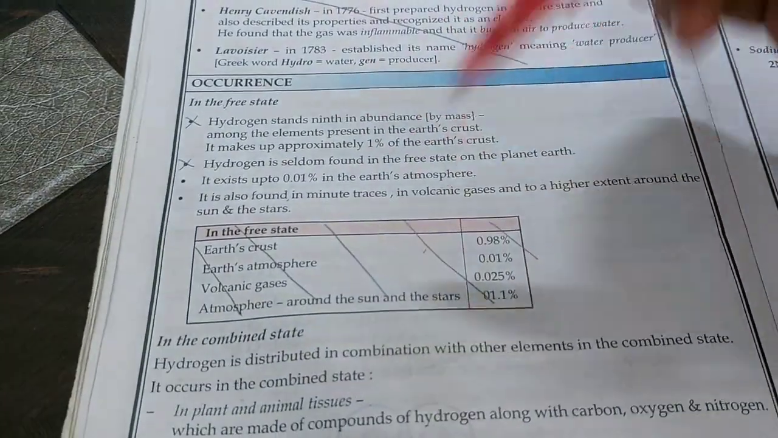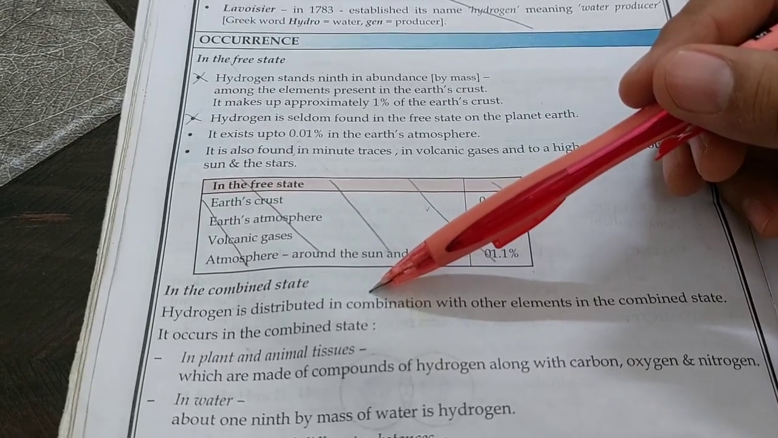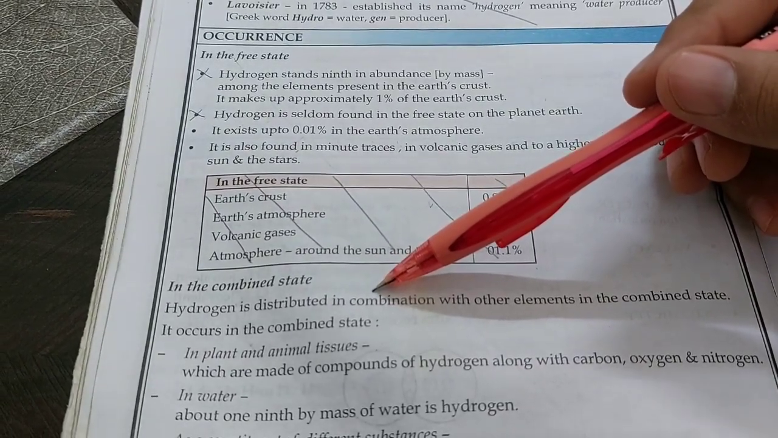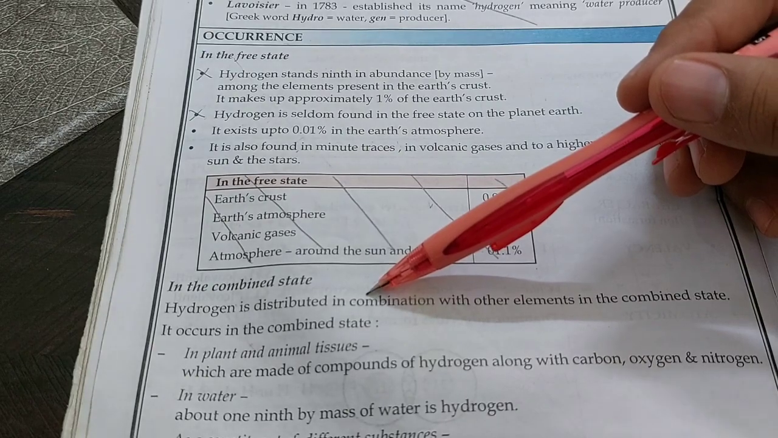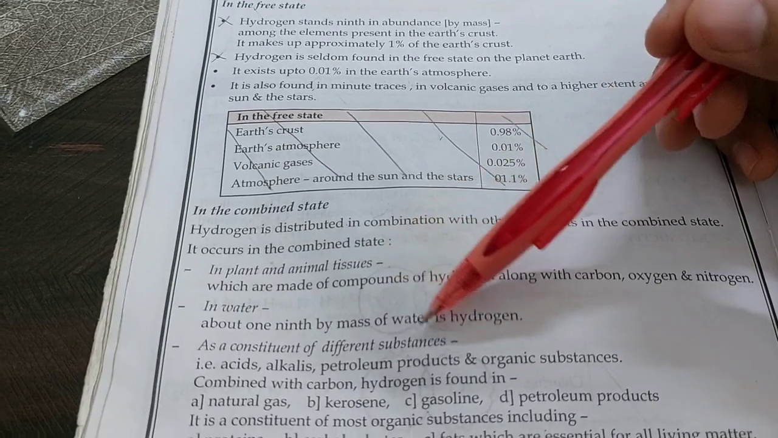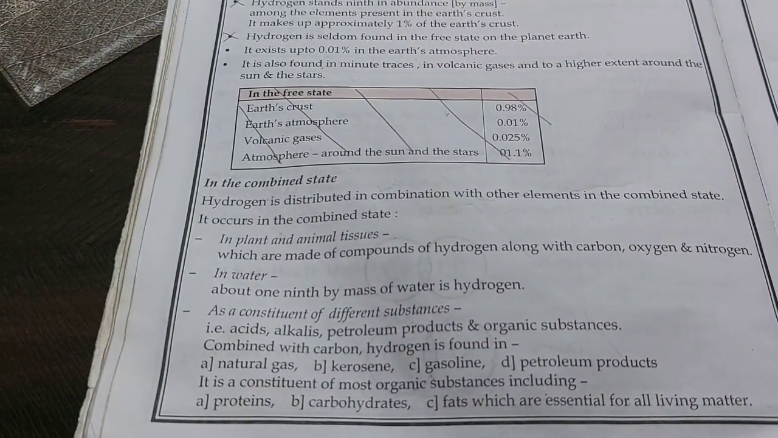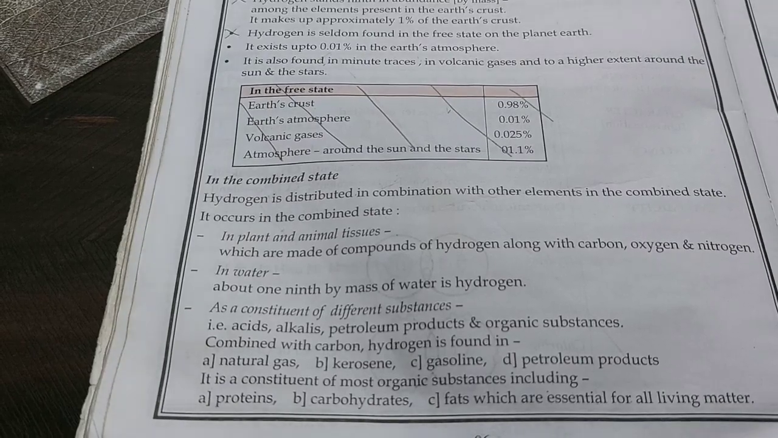This topic is canceled. In the combined state, hydrogen is found abundantly on Earth. It is a part of water, carbohydrates, proteins, fats, you name it. Every organic compound has hydrogen. Plants, animals, tissues, cells, fossil fuels, everything has hydrogen. But in the combined state, and in a compound state, its properties are different.